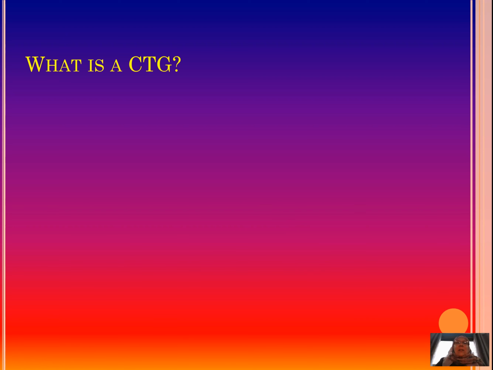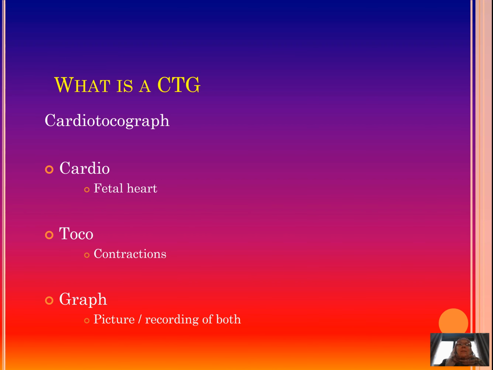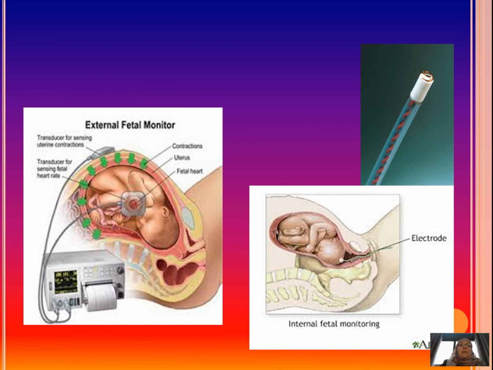What is a CTG? You knew this. It's a cardiotocograph. Cardio stands for the fetal heart, toco for contractions, and graph that it makes a picture. So it makes a picture from the fetal heartbeat together with the uterine contractions.